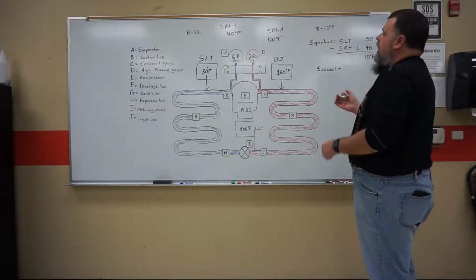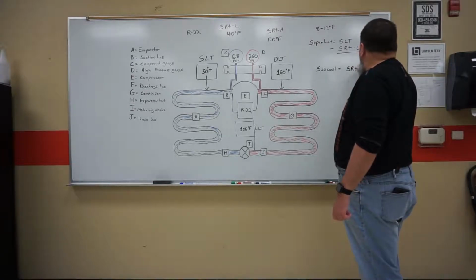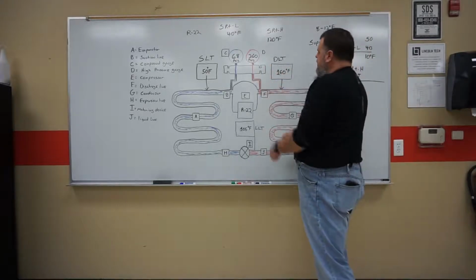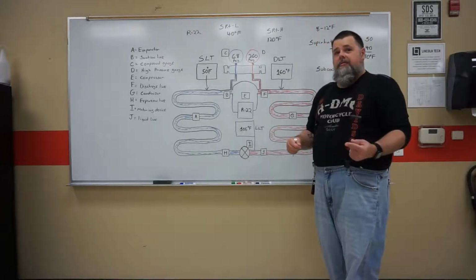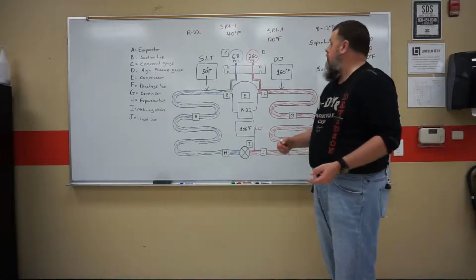So subcool, how do we get that? It's going to be SRT high minus the liquid line temperature. You would actually have your gauges on this, and then you'd have a thermometer on these places here to find out what these temperatures are. And that's what you'll be doing hands-on when we're able to get back in school.